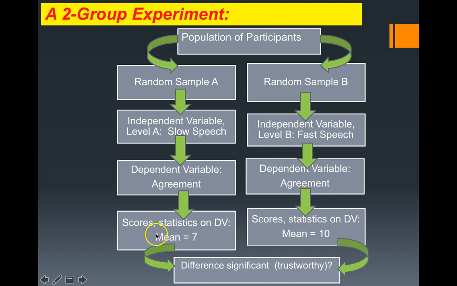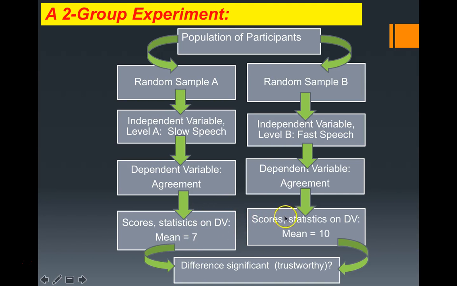We get the data from everyone. We get the scores. We get the statistics. The average agreement in the slow speech condition is 7. The average in the fast speech condition is 10. Wow, we got more agreement in the fast speech condition, just as we predicted, than in the slow speech condition. Well, we're not quite ready to write home in celebration that we confirmed our hypothesis.